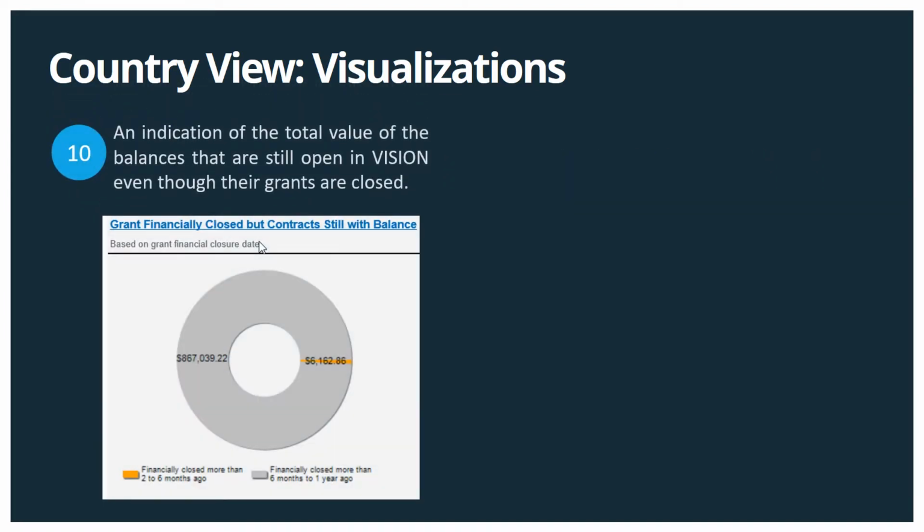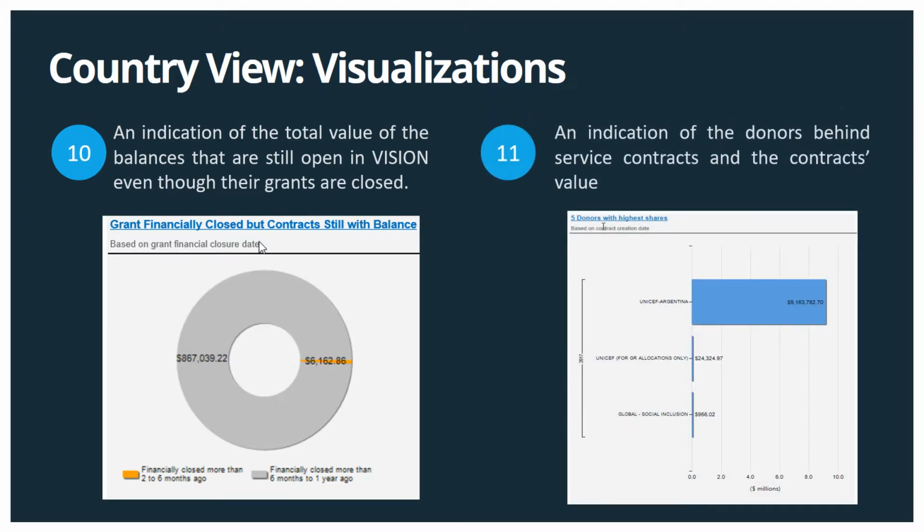Country managers also have an indication of the total value of the balances that are still open in Vision, even though these grants are financially closed. This may trigger further investigations by drilling down to the details as seen before. Have final invoices been submitted? Are there invoices that have not yet been processed? Tick the final invoice flag at the PO level. There is also greater visibility of who are the country's donors and the type of services they fund.